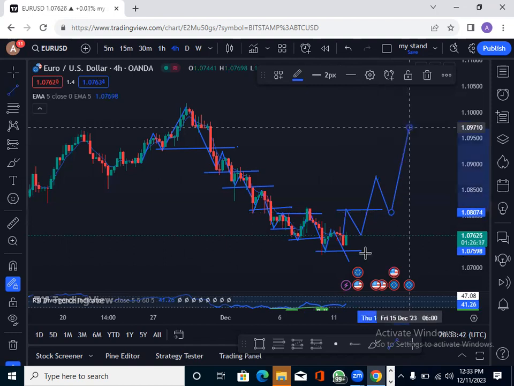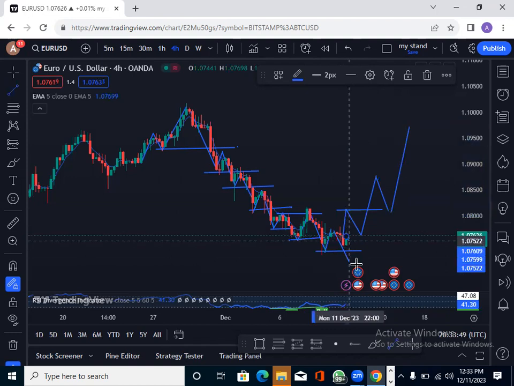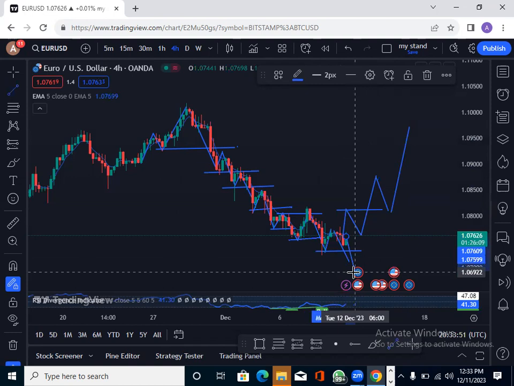Or another thing that can happen is that this market can pull back from here and come back down to give you a lower low, that is, breaking this low.